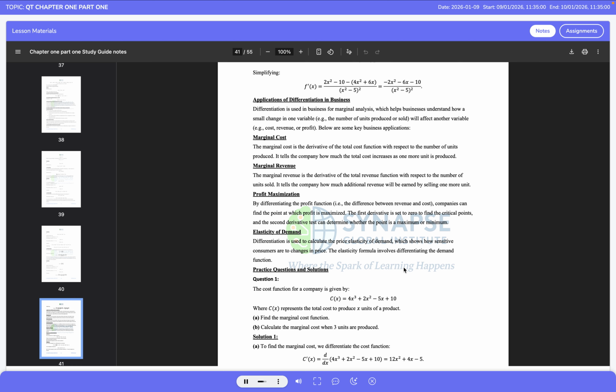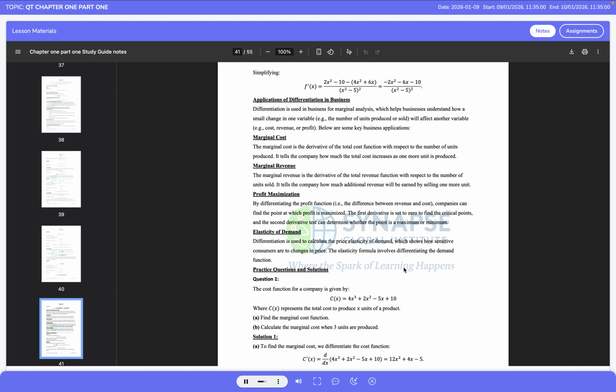Marginal revenue is obtained by differentiating the total revenue function and shows the additional revenue earned from selling one more unit. Profit maximisation is achieved by differentiating the profit function, setting the first derivative equal to 0 to find critical points, and then using the second derivative test to determine whether the result corresponds to a maximum or a minimum. Differentiation is also used to calculate elasticity of demand, which measures how sensitive quantity demanded is to changes in price.